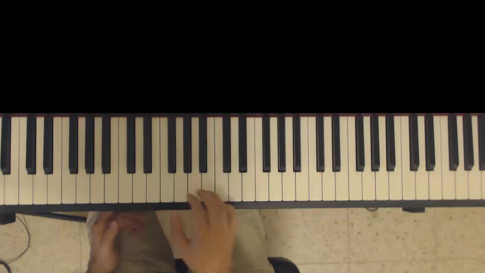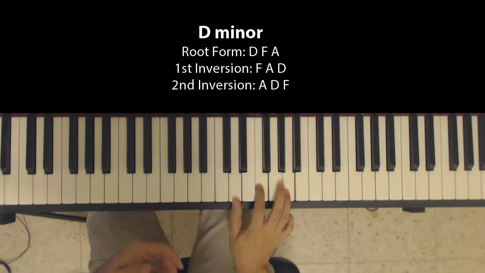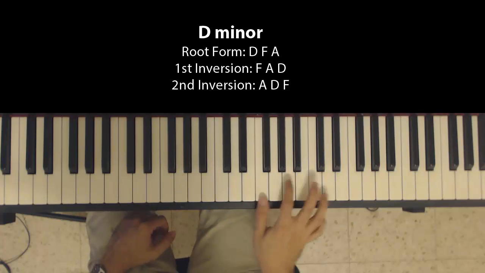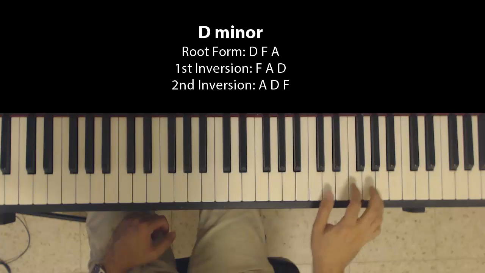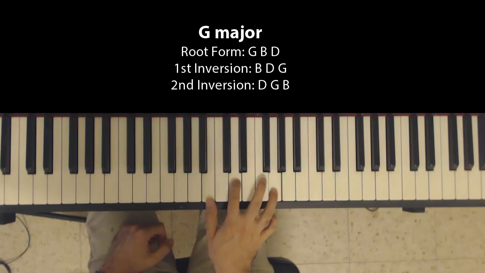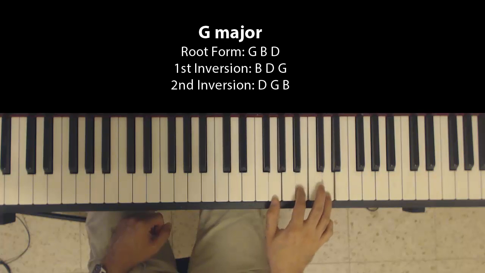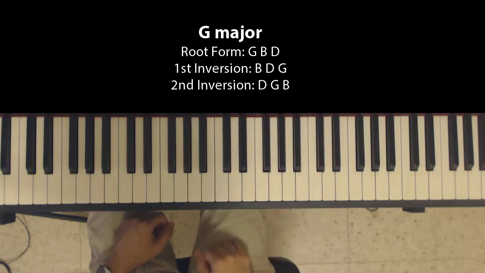D minor in the root form has D, F, and A, and then it has the two inversions, first inversion, second, back to root. And G has G, B, and D, which first inversion is B, D, and G, second inversion is D, G, and B, and then back to root.